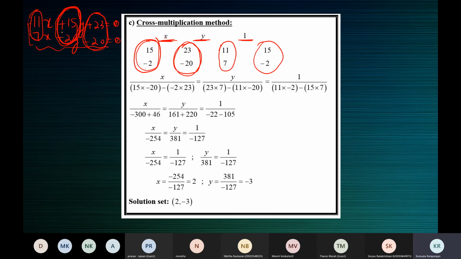We have x, we have y, we have the x terms, y terms, and the constants. Start with the coefficients of y. 15 minus 2. Then the constants. Plus 23 minus 20. Then the coefficients of x, 11, 7. Then finish from where you started, 15 minus 2, along with the sign, plus, minus. You can see that x, y, and 1 are in the middle. Between these two is x, between these two is y, and between these two is 1.